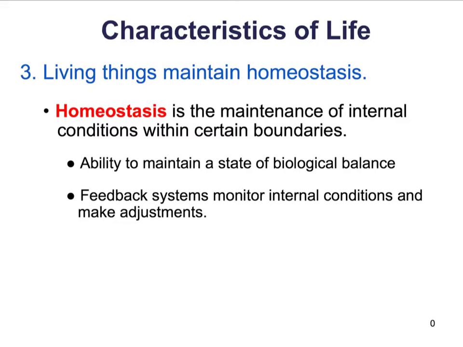And there's a few really good examples where your blood needs to maintain a pH of 7.4. If you go more than 0.4 in either direction, you can suffer from life-threatening conditions. Now, in order to make sure you maintain that homeostasis, you have feedback systems in your body that maintain internal conditions and then make adjustments based on the information they receive.